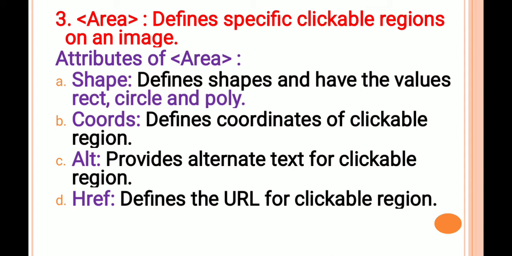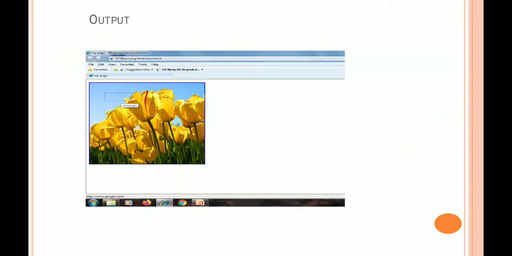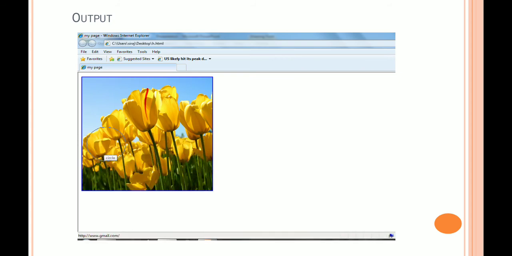We'll see the output of this client-side image map. Here we created one web page for client-side image map. As you can see, one image is there, and on that image a dotted line rectangular shape is there. Whenever the user clicks on this shape, it will get connected with a particular web page. In the other shape, you can see that a dotted line circle shape is there. Whenever the user clicks on this shape, it will get connected with a particular web page. This is nothing but the simple output of client side image map.